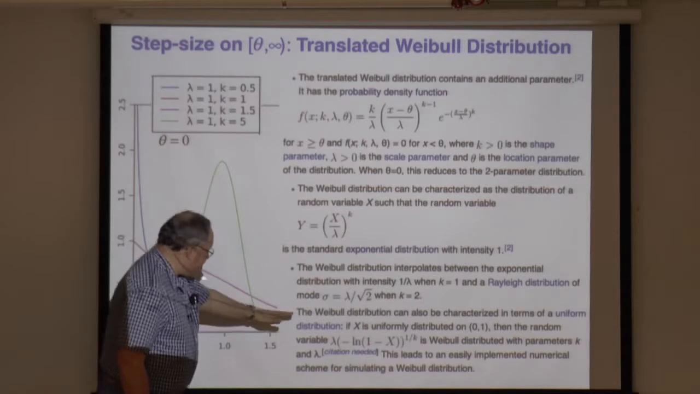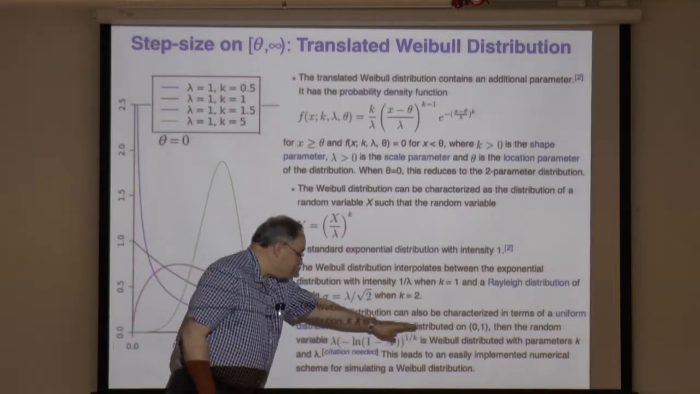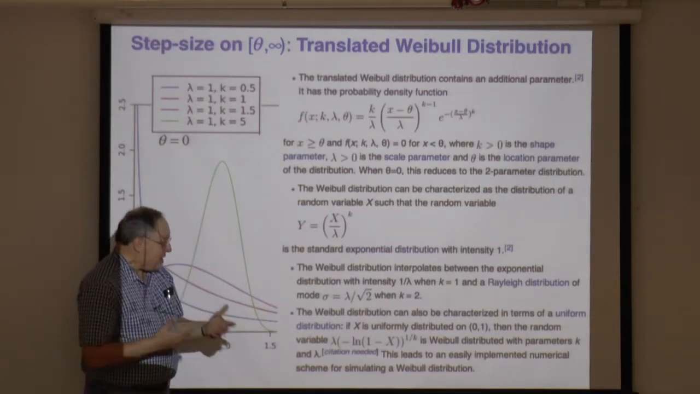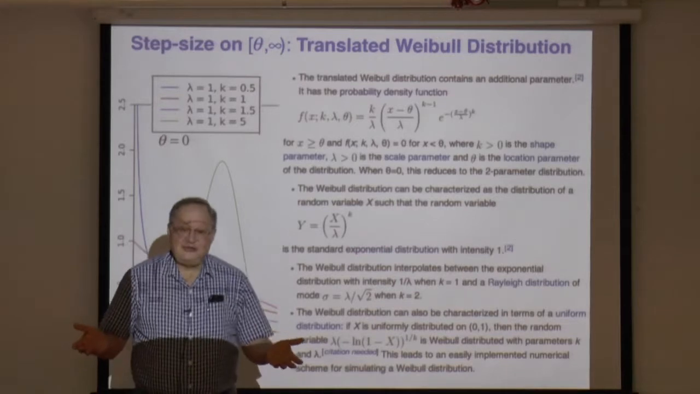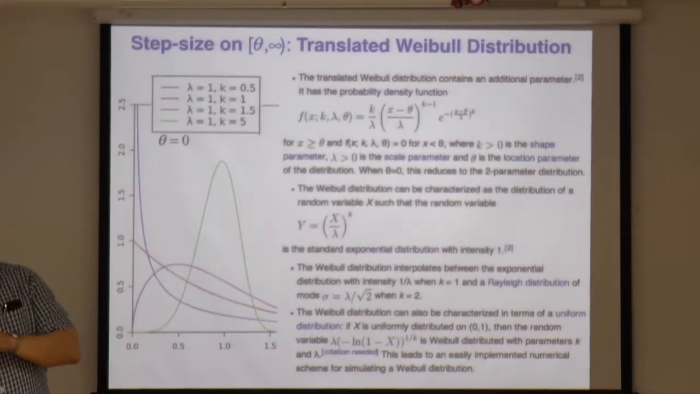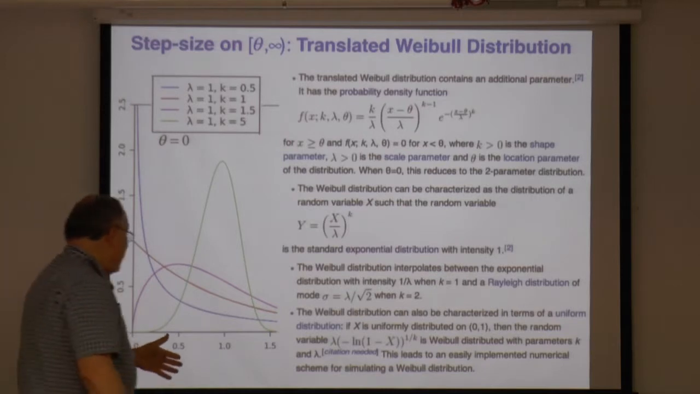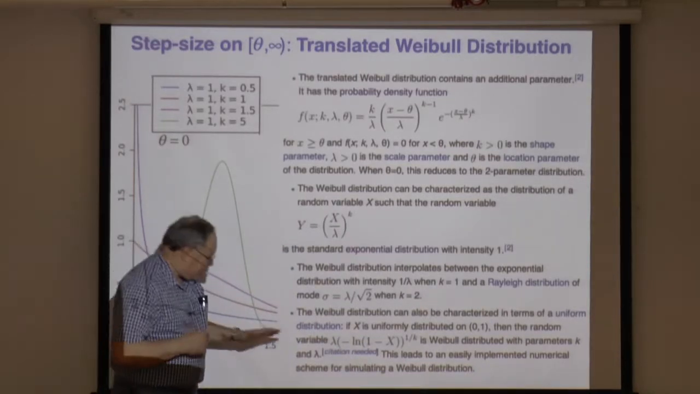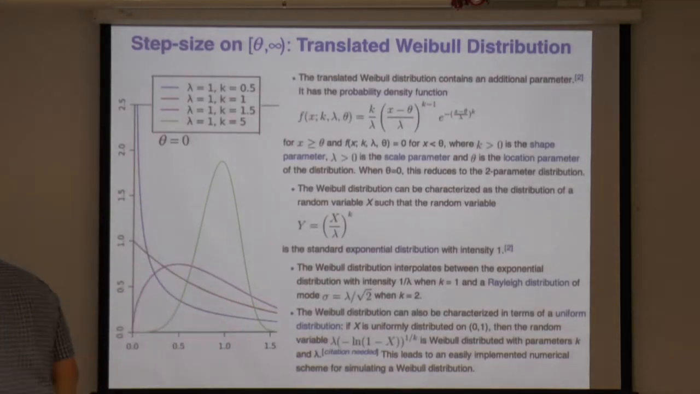And also the Weibull distribution can be characterized in terms of a uniform distribution. If x is uniformly distributed on 0, 1, then the random variable computed in that way is Weibull distributed with parameters k and lambda. So this is why the Weibull distribution is favored in movement ecology and simulations: you choose your uniform variable by calling your random function, and then you compute this for given values of lambda and k. What value of x did you draw from the uniform? You calculate this, and you've got your Weibull distribution simulated. So that's why people like the Weibull, because it's very easy to generate in simulations.